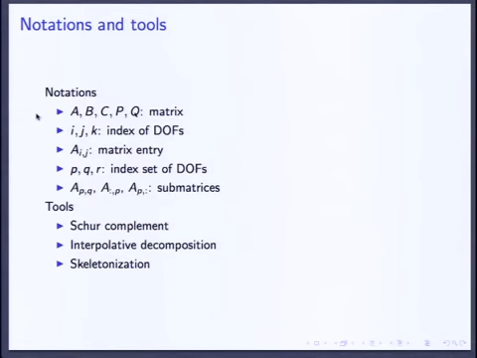First, I'm going to talk a little bit about the notation here. I use capital letters A, B, C, P, Q to denote matrices. I, J, K are the indices, standing for the degrees of freedom of these matrices.